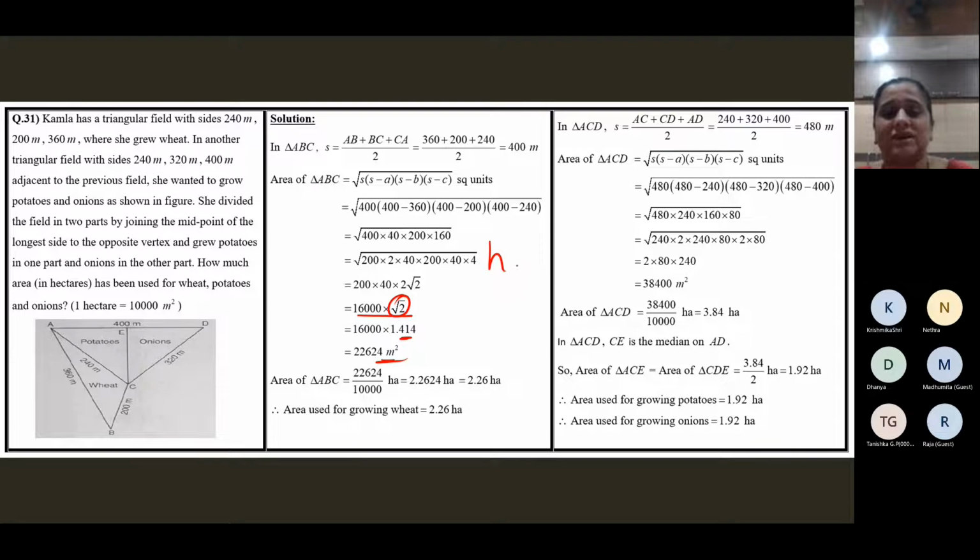The short form for hectares is HA. Like kilometer, you say km, right? Kilometers, km, meters, centimeter, decameter, decimeter, hectometer. So like that, hectare, HA.